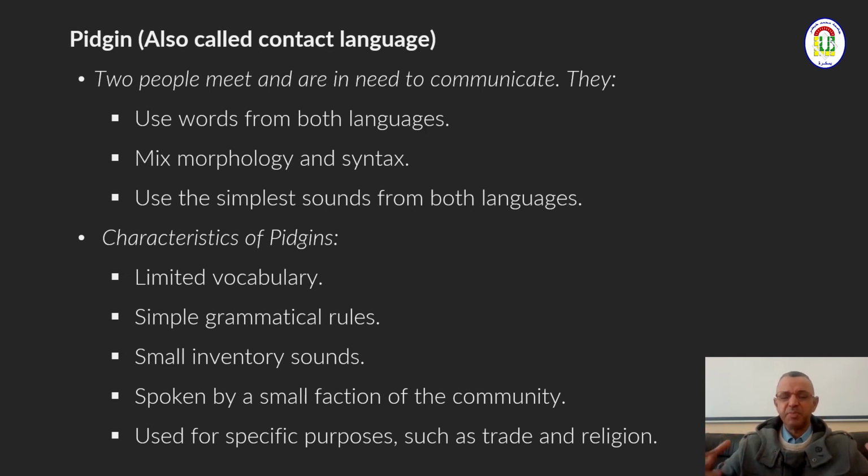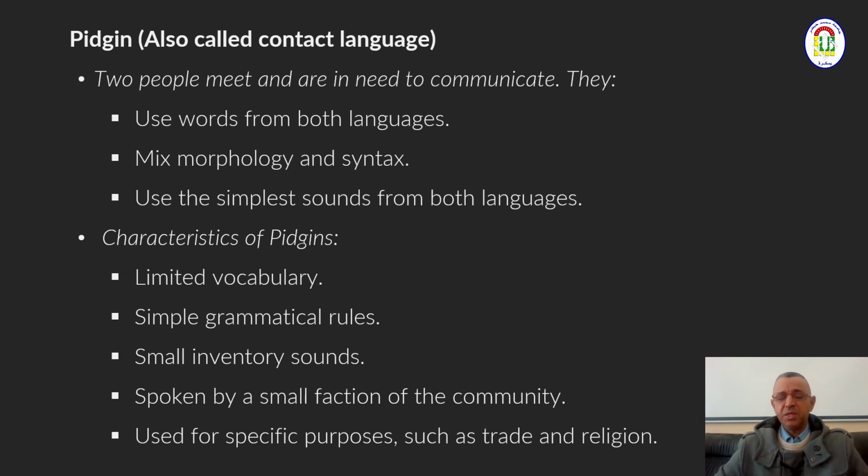This happens especially with people who traded. In the past, when traders arrived in another location, another continent or country, they wanted to communicate with the original inhabitants, but they did not know how, because the two languages they spoke were totally different. They created a common language.